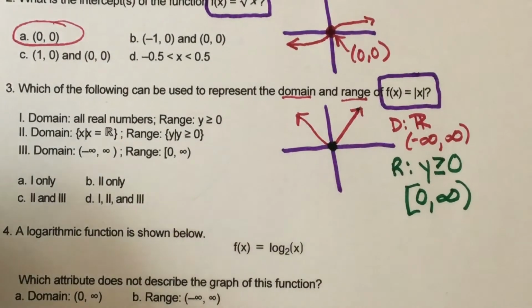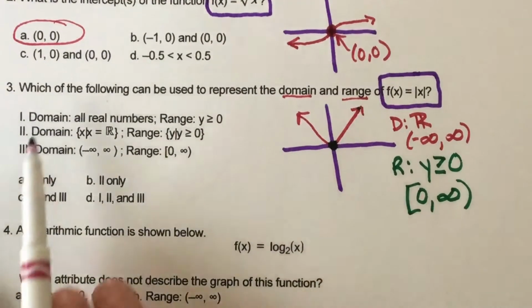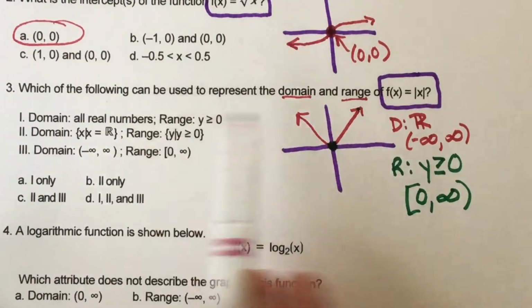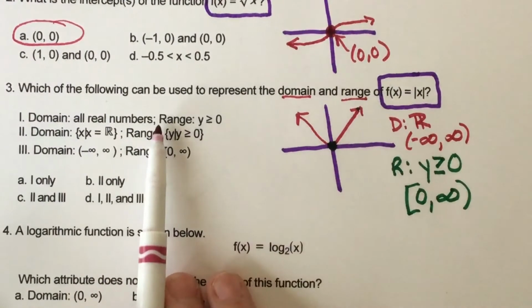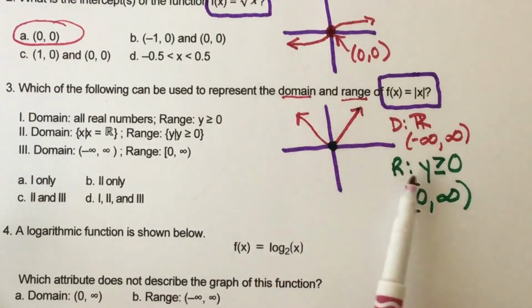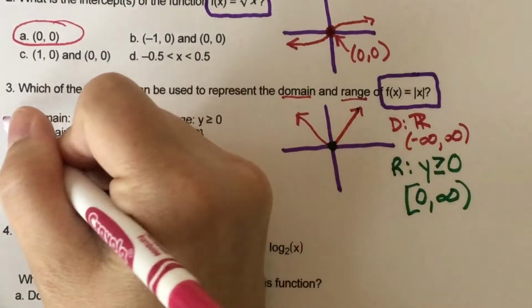All right, so let's look at our choices over here. Number one says domain is all real numbers. Okay, I said that. And range is y is greater than or equal to zero. Okay, I said that. So number one is true.